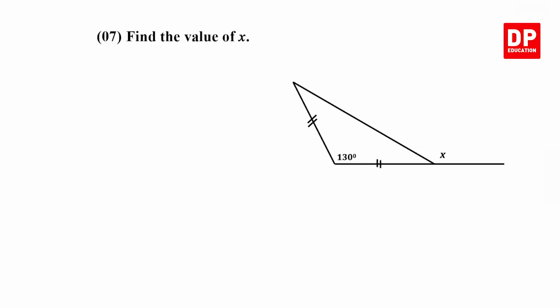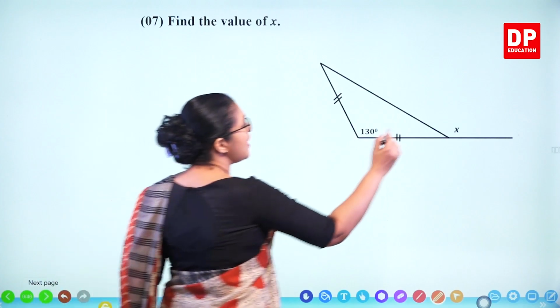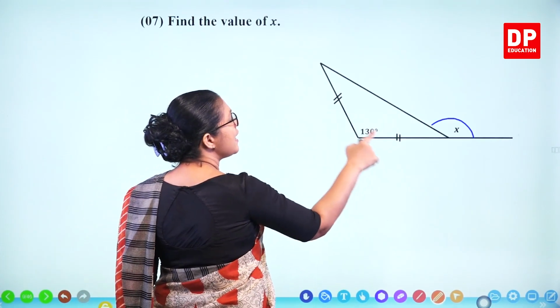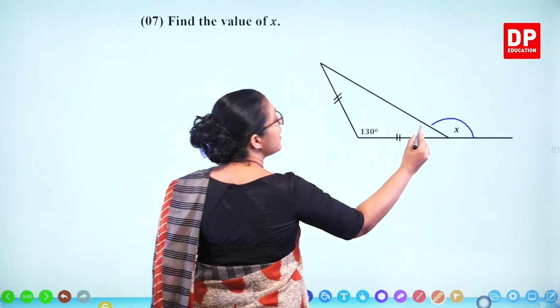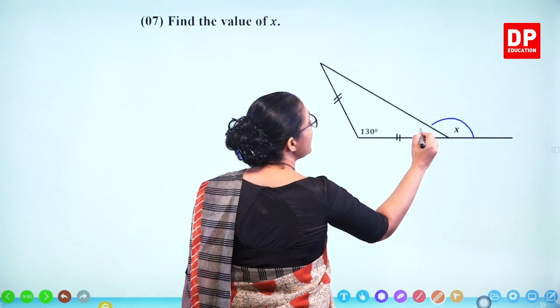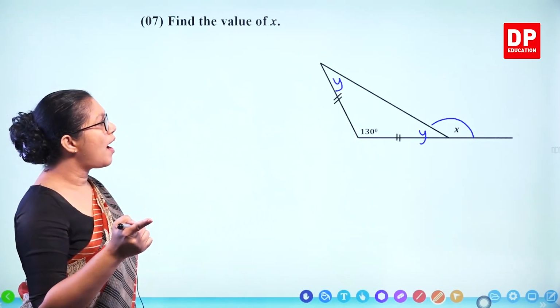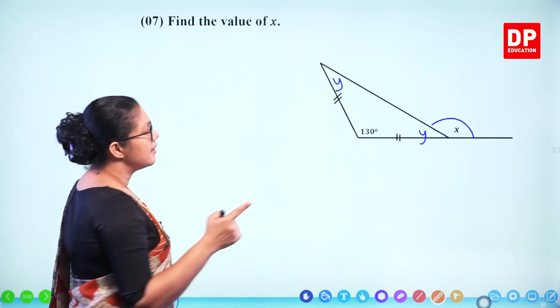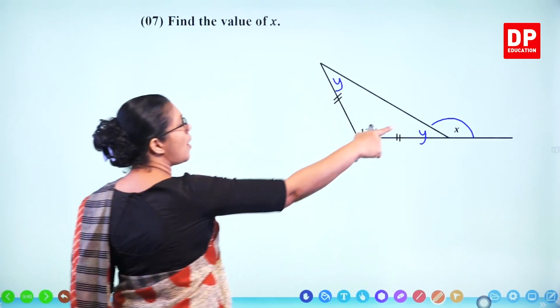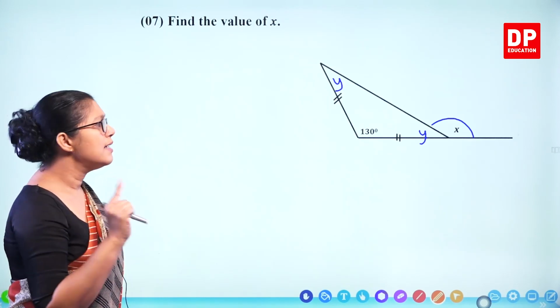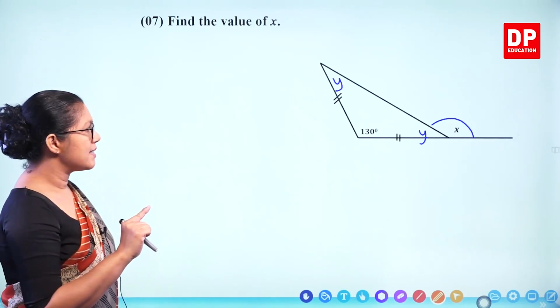Question number 7. Look carefully. Find the value of x. X is the exterior angle. Can you see these two lengths are equal? That means if this is y, this is y. So first you can find y, and then 130 plus y is equal to x, because the exterior angle is equal to the sum of the opposite interior angles.